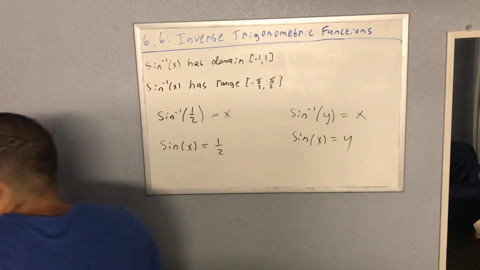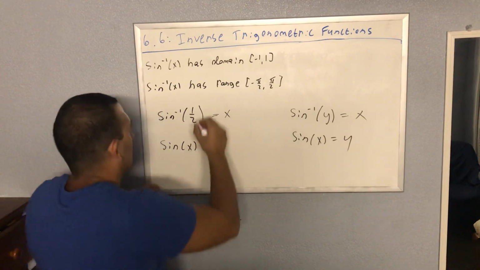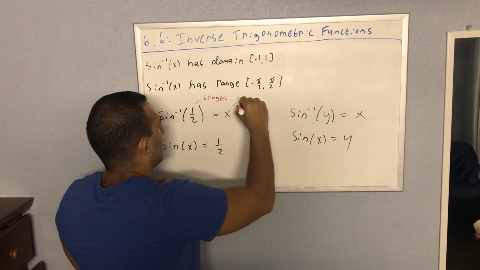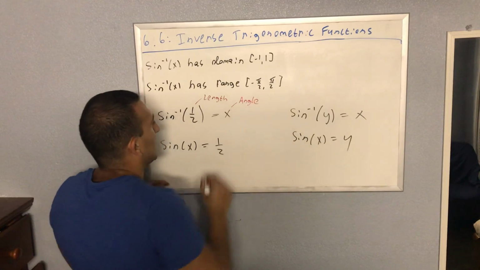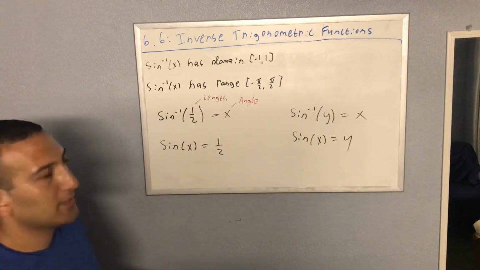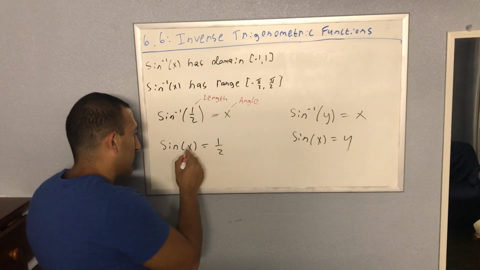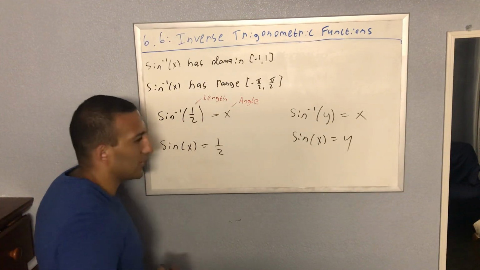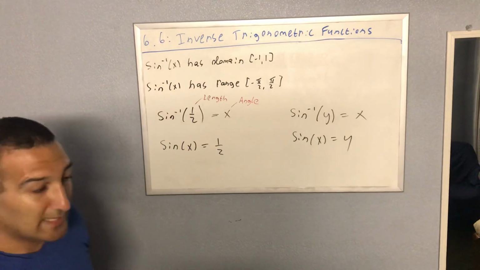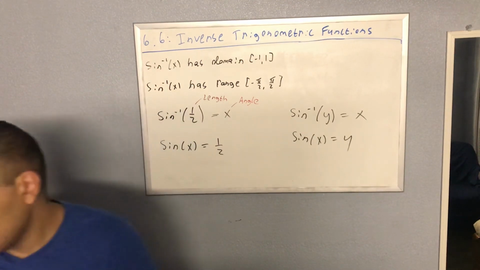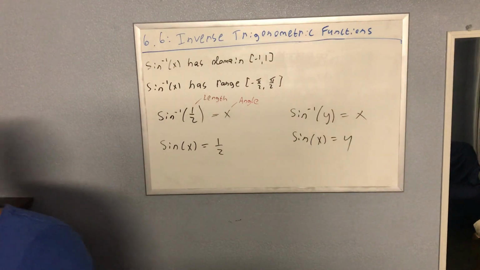Now again, let me label these based off what they are. This is a length. This is an angle. You don't have to think of it like this, but this helps build an intuition. So now this is an angle. So you're saying sine of what angle is 1/2? Now there's an infinite amount of angles that satisfy this, right? Many, many angles have a sine of 1/2.